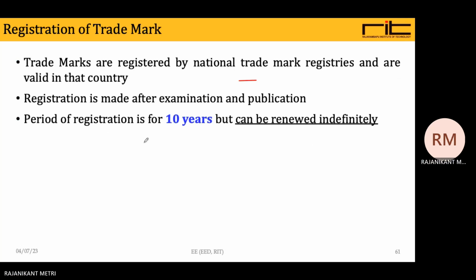Again, trademarks are registered by national trademark registries and are valid in that particular country. Now registration is made after examination and publication. So if someone applies for registration of a trademark, it will not be granted immediately; it will be examined and only then will it be granted. And the period of registration is 10 years and it can be renewed indefinitely afterwards. So the initial registration period is 10 years for trademarks.